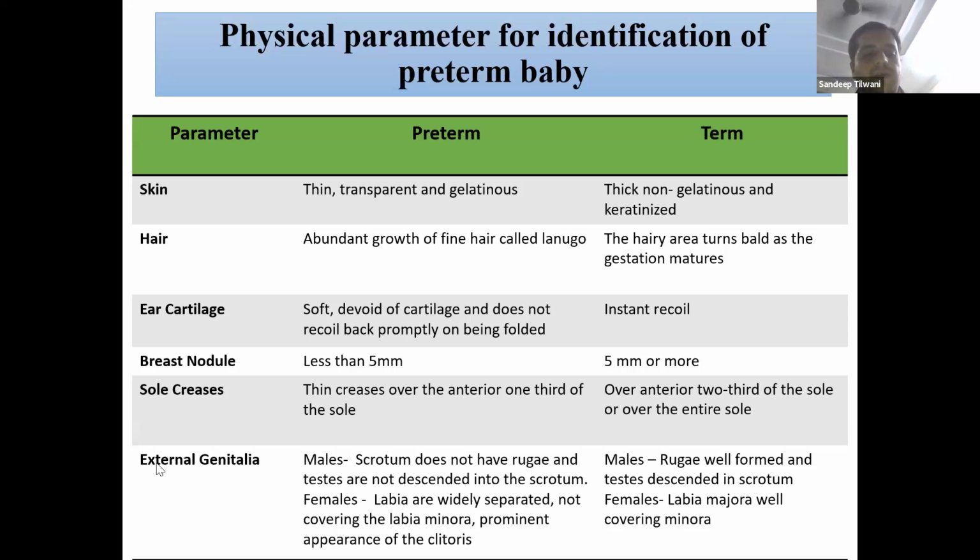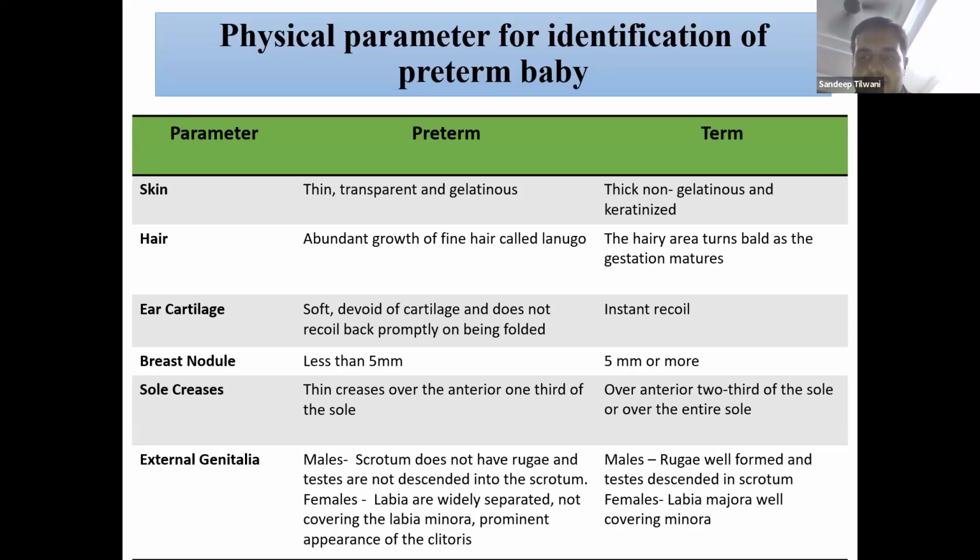Then coming to the external genitalia, if it is a preterm baby and a male child, the testis would not have descended into the scrotum, and the scrotal rugosity would not be very good, just a faint rugosity. Whereas if it is a term baby, you could palpate the testis inside the scrotum, and the scrotal rugosity would be good.